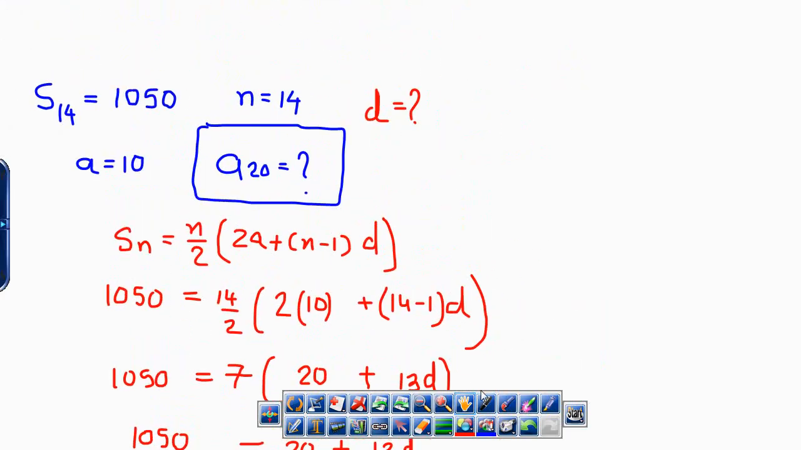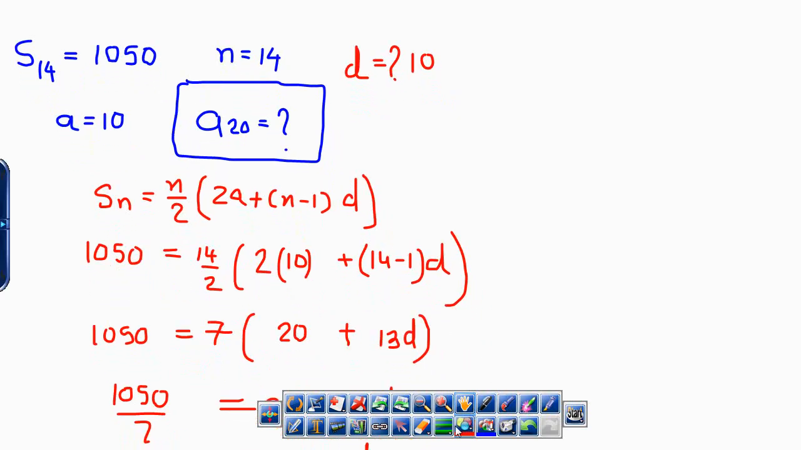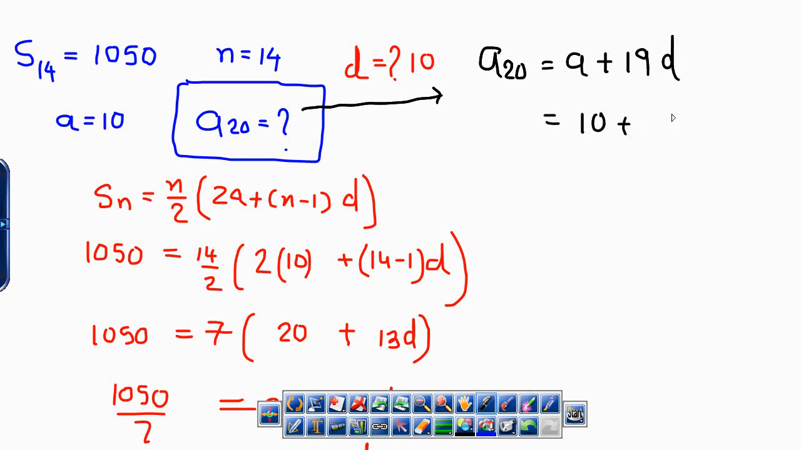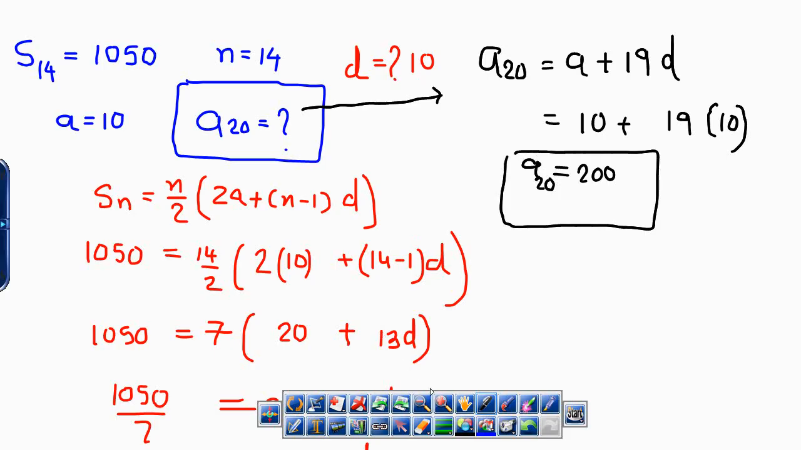And once you get the value of d, 10, you can fulfill your target of finding out a20. a20 is a plus 19d. a is 10, d is 10. Final answer, the 20th term of the AP is 200.